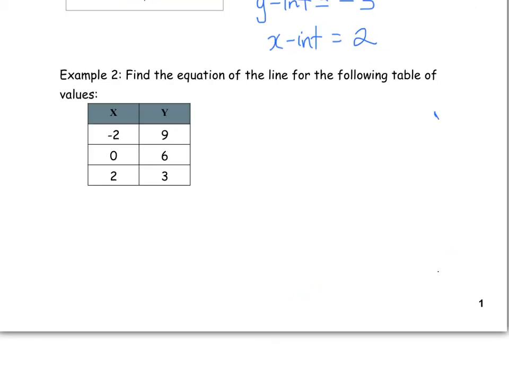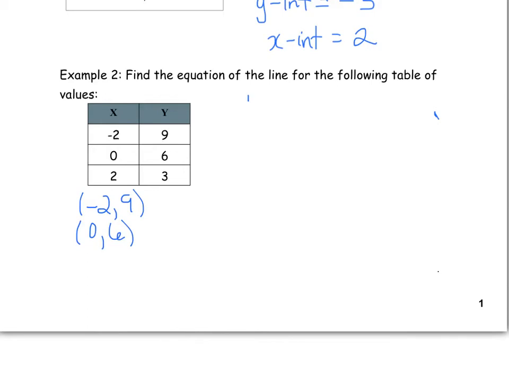Now looking at example 2, where again we're asked to find the equation of the line, but instead of being given a graph, we're given a table of values. We can find the equation of the line in one of 2 ways. You could decide to plot these points, graph these points, because here is 1 point, x is negative 2, y is 9. So negative 2, 9. And then we have another point below it, it's 0, 6. And then we have point 2, 3 as well. We could graph these, but you don't need to.